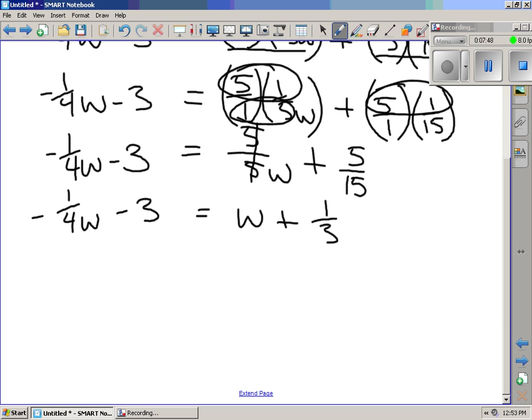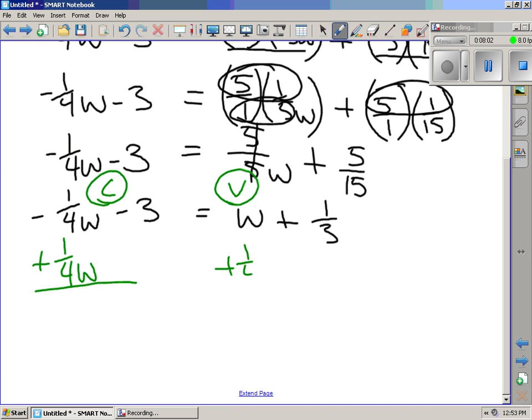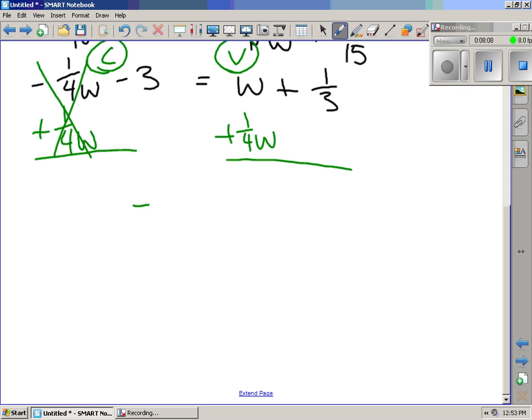Now that I've used the distributive property and I've simplified, I can go ahead and start moving the variables to one side and the constants to the other side. So I'm going to start by moving this -1/4 w to the right side using the inverse operation. -1/4 w plus 1/4 w equals 0, so I'm left with -3 on the left. On the right, 1/4 w plus 1 w is equal to 1 1/4 w.